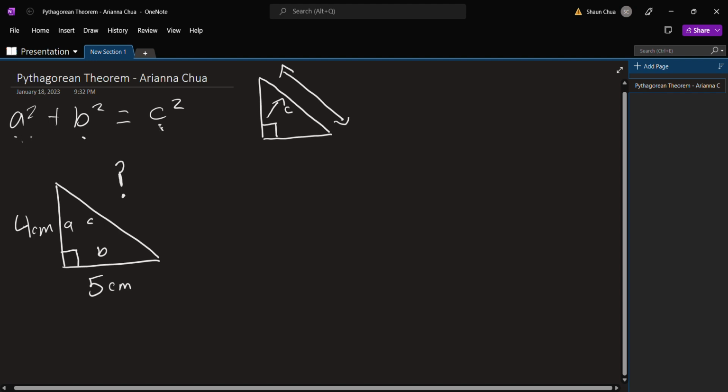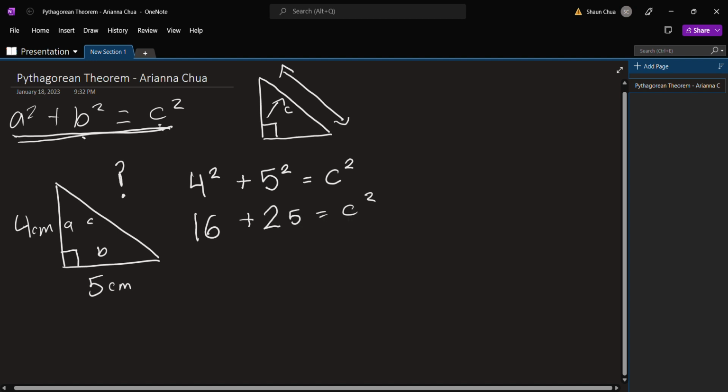So applying the Pythagorean theorem onto this right-angled triangle, we can say 4 squared, which is our a squared, plus 5 squared, which is our b squared, will equal our c squared, which is our unknown. This is what we're looking for. If we go on our calculator, 4 squared is equal to 16, 5 squared is equal to 25, and altogether these two equal 41.